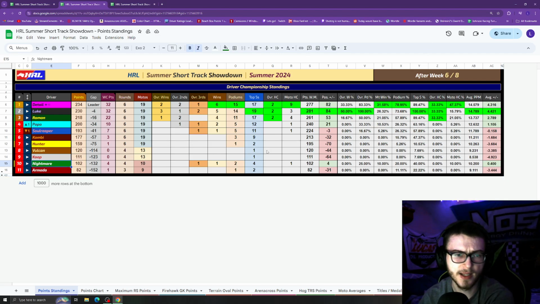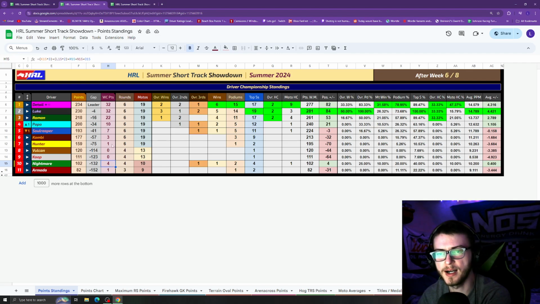Blake is totally fine. Blake is down there in points, but in terms of wildcard points, Blake has 4. Blake has more wildcard points than Camby does. Not that that matters, but just as an example, Blake is super good on wildcard points: 4 to Hunter's 1, Armada's 1, and Vulcan and Coop haven't even scored 1 yet. So in terms of wildcard points, Blake is absolutely good. Nothing to worry about there.